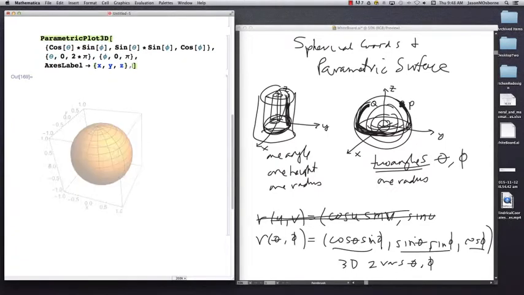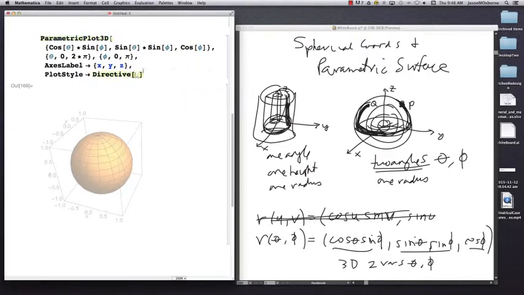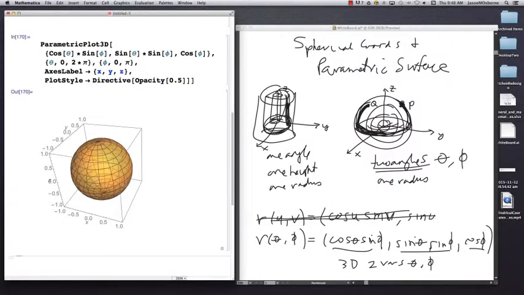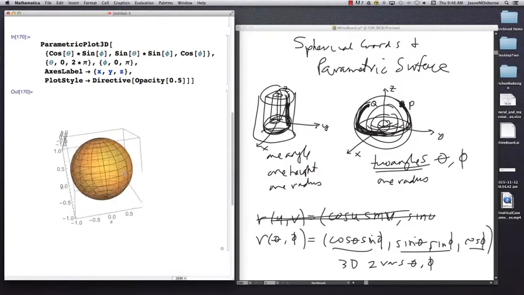This is actually only a parametric plot 3D. It's in 3D with 2 variables. But this is only the surface plot style. If you take a look at directive and you give this some opacity, let's say 0.5, you'll notice that this is only the shell of a sphere, right?